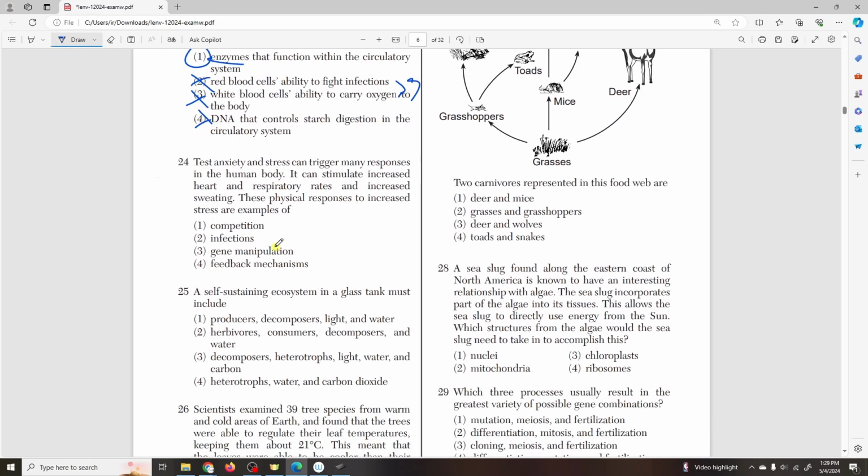Number 24 says, test anxiety and stress can trigger many responses in the human body. It can stimulate increased heart and respiratory rates and increase sweating. These physical responses to increased stress are an example of what?